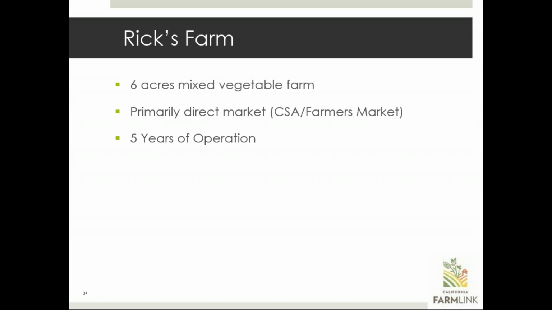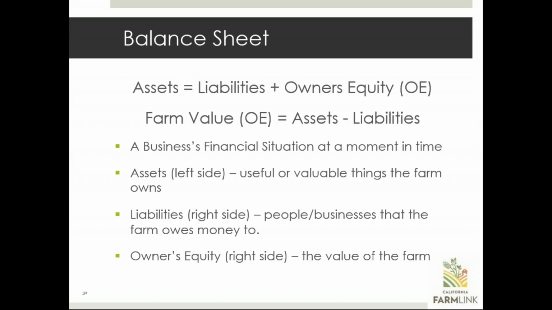Great. So we're going to use a fictitious farm called Rick's Farm to just look at some financial statements. And this is a farm that grows 6 acres of mixed vegetables, and they primarily direct market through a CSA and farmers markets, and they've been in business for about 5 years. So hold on to that, the kind of profile of Rick's Farm, as we're going to be looking at some financial statements.